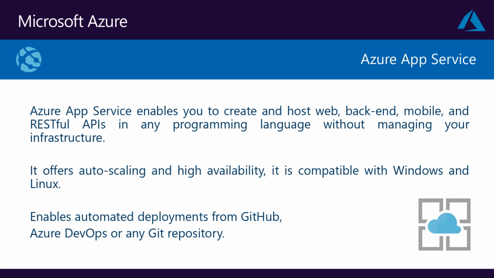The second resource we need to know is Azure App Service, the most important one, which will allow us to host our .vvm application in the cloud. Azure App Service allows you to build and host backend, front-end, and web API applications in any programming language without managing infrastructure.